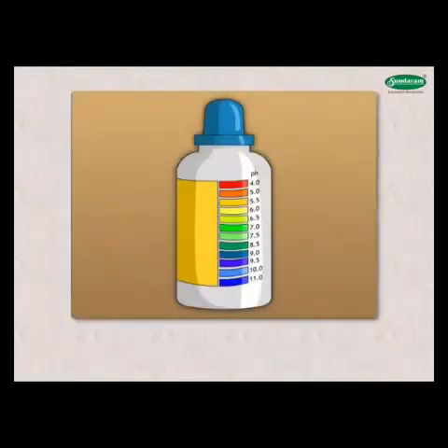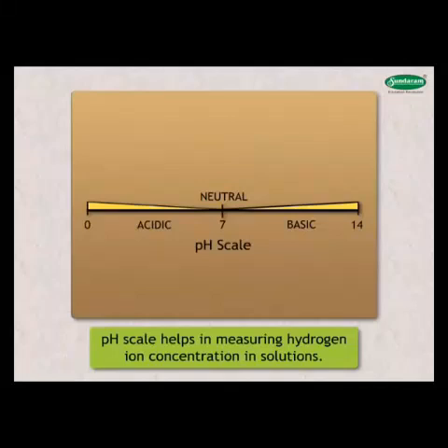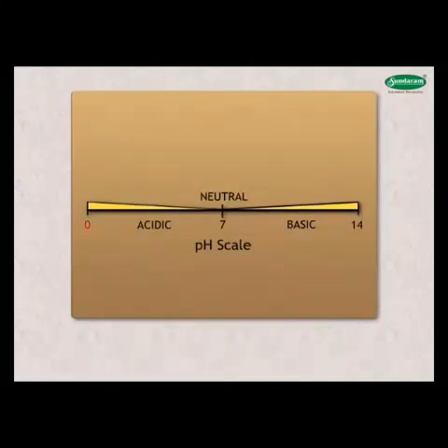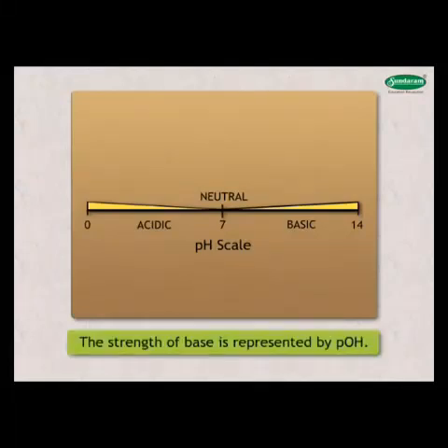You can judge acidity or basicity by using a universal indicator which shows different colors in different concentrations of hydrogen ions in a solution. The pH scale helps in measuring hydrogen ion concentration in solutions. In pH, P stands for potens, which means strength in German. The scale reads from 0, meaning most acidic, to 14, meaning most basic. The value of pH indicates the acidic or basic nature of a solution. The strength of a base is represented by pOH.